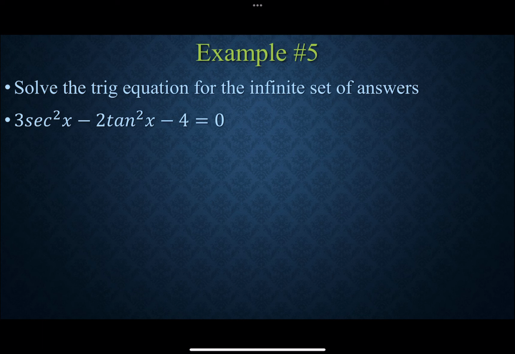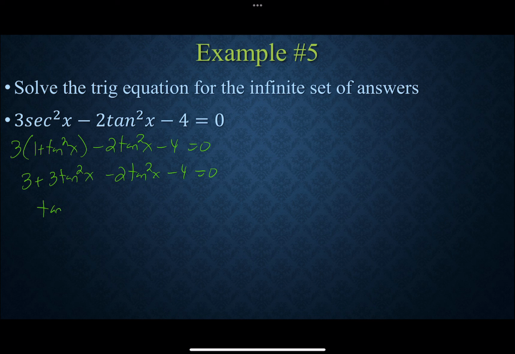Secant squared is 1 plus tangent squared. Tangent squared is secant squared minus 1. It's kind of up to you which one you think is going to work better for you. I'm just going to work with tangent, so I'm going to rewrite the secant squared as 1 plus tangent squared. Doing that gives us 3 plus 3 tangent squared minus 2 tangent squared minus 4. So combining like terms, we're going to get a tangent squared minus 1 equal to 0.